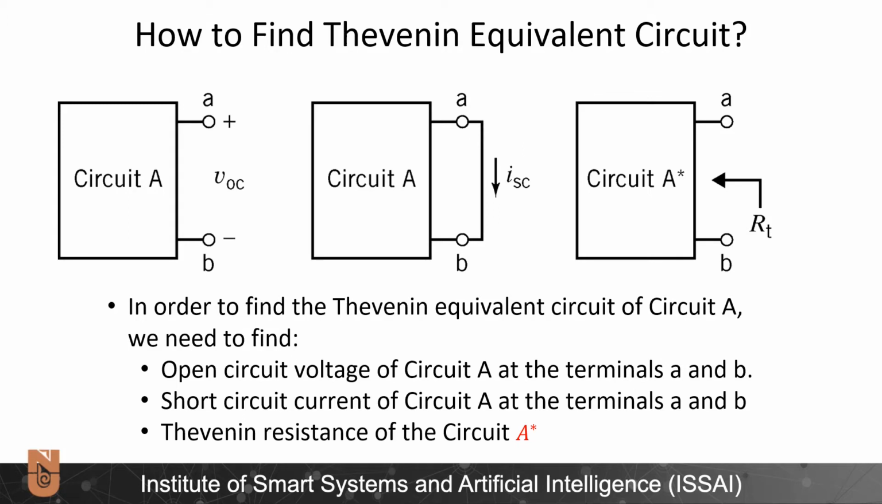In order to find the Thevenin equivalent circuit of circuit A, we need to find V open circuit, I short circuit, or the Thevenin resistance of circuit A. Actually, it is enough to find 2 out of the 3 because, for instance, we can find I short circuit as V open circuit divided by Thevenin resistance.